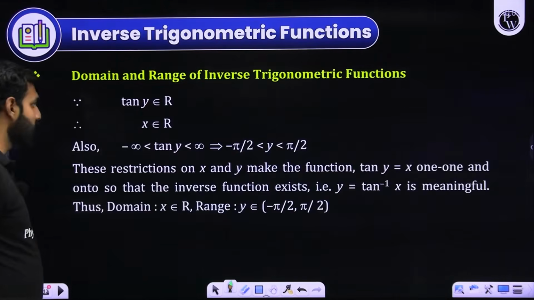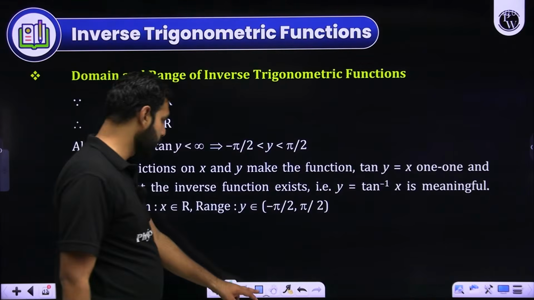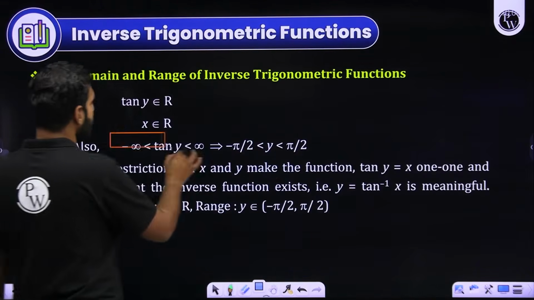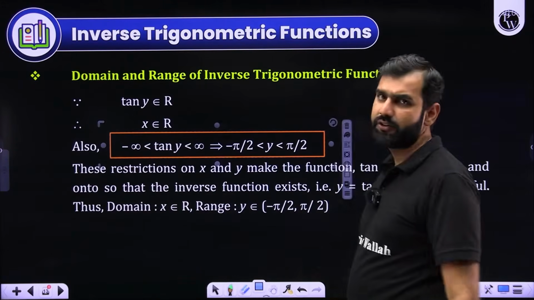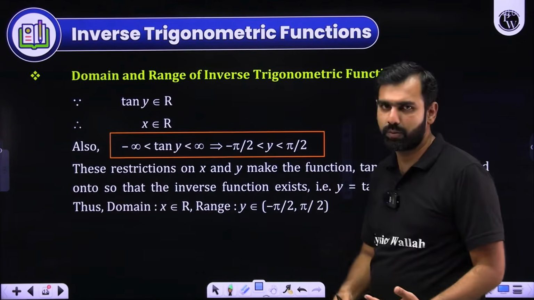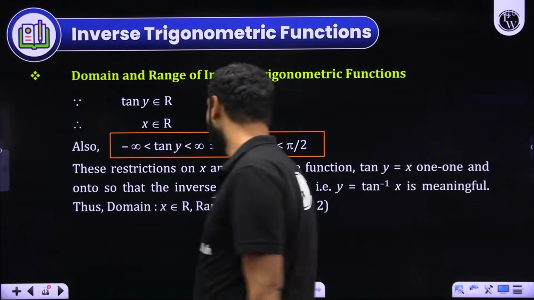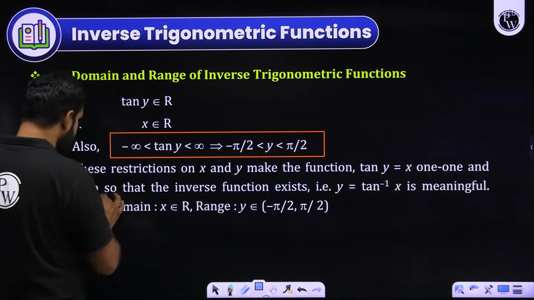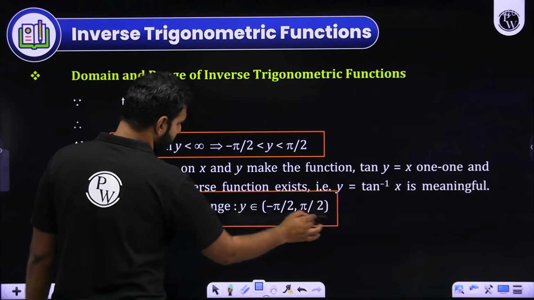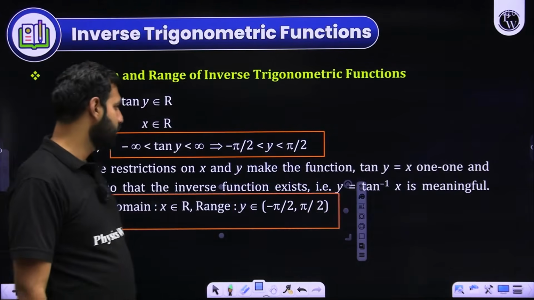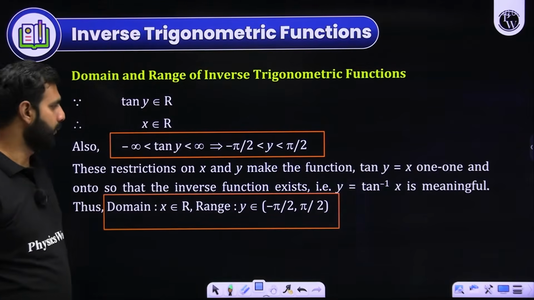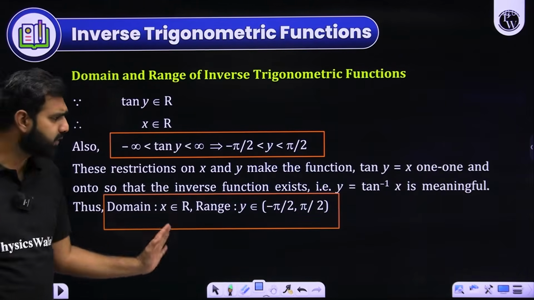And of course, to give you more clarity about its domain and range, do remember that if I'm taking tan y with y from minus pi by 2 to pi by 2, its values go from minus infinity to infinity. And if I'm defining its inverse, its domain will be all the real numbers from minus infinity to infinity. And of course, its range is going to be from minus pi by 2 to pi by 2. Did you get this part? I hope there is no confusion on it.